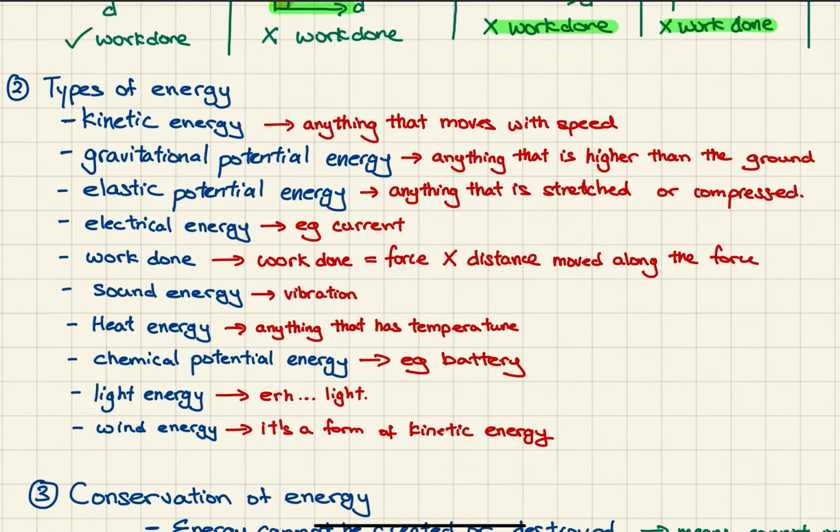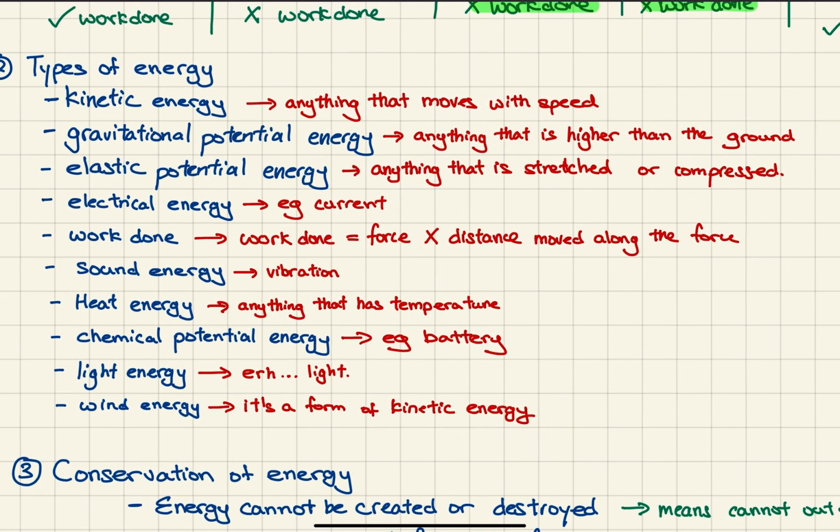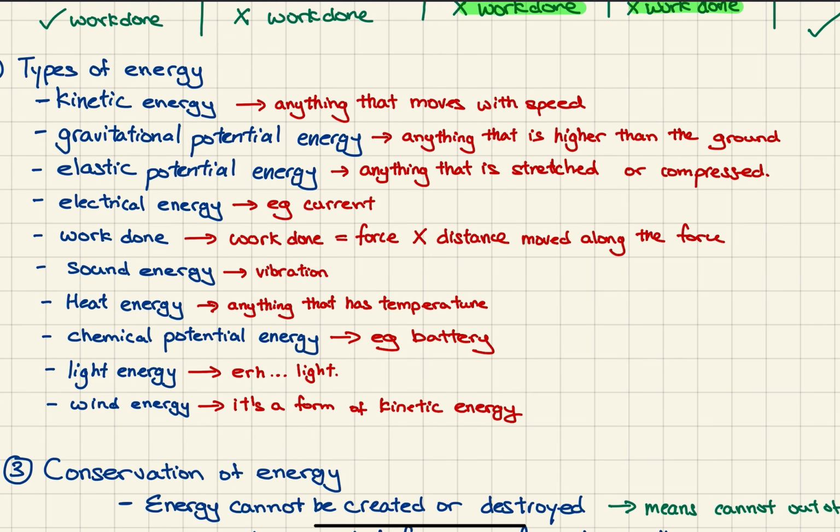Next up we're going to talk about different types of energy. First of all is kinetic energy. Anything that moves, anything that has movement or speed, we treat as kinetic energy. Gravitational potential energy is anything that is higher than the ground, anything that has height. For example, when I'm on a roller coaster and it goes all the way to the top, I have gravitational potential energy. When I'm all the way at the bottom, the roller coaster is moving very fast, which brings me back to kinetic energy.